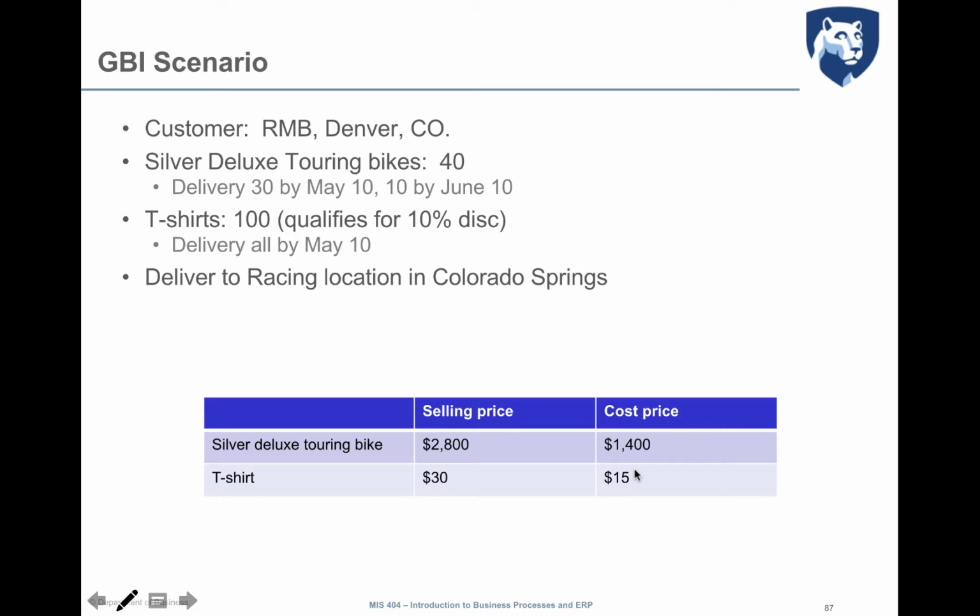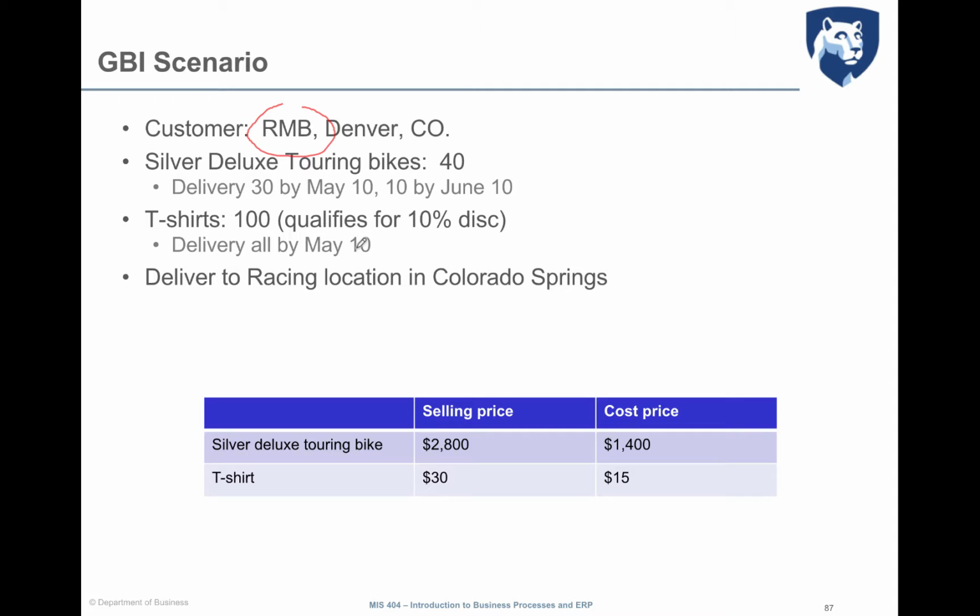For the case that we will see, especially in the simulation, this is the scenario. So keep in mind this scenario for the GBI case. We consider a specific customer, which is RMB, located in Denver, and he asks GBI if it can deliver 40 silver deluxe touring bikes and 100 t-shirts by a specific end date, by the end of May, May the 10th.